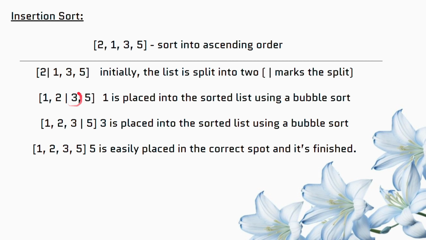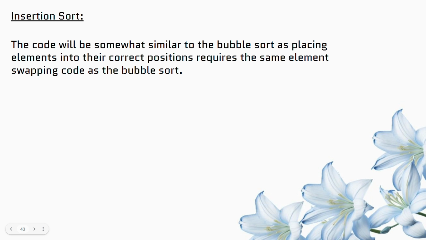Now, we need to place the next element into it, which is 3. It slots in quite nicely. 3 is greater than 2, so it slots in very nicely. And then we do 5. 5 slots in very nicely because it's greater than 3, and it's done, right? Once every item has been placed into the sorted list, and the unsorted list has a size of 0, we finish the sort. What does this mean in pseudocode?